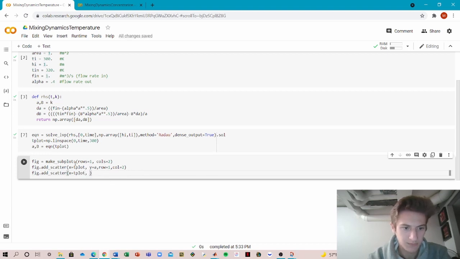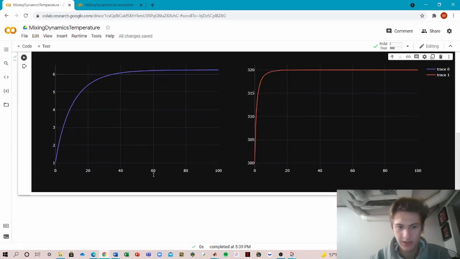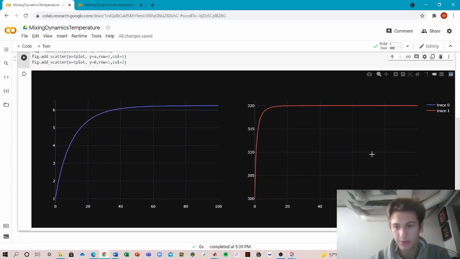tplot just like the last one, except this will be y equals B, row equals 1, column equals 2. Oh, sorry. Column equals 1 for this one. That way they're on 2 separate things, and it gives us 2 plots. Should be it. Alrighty, here are the 2 plots. They look really nice.